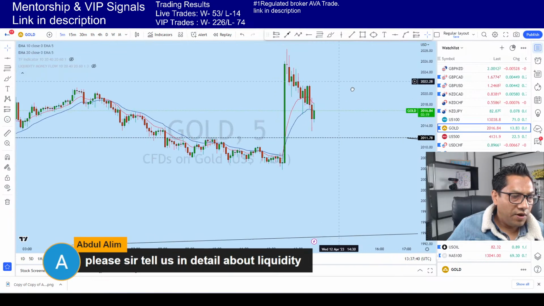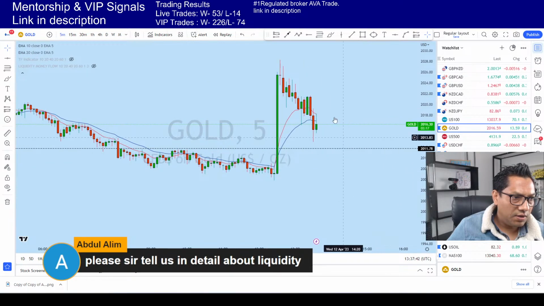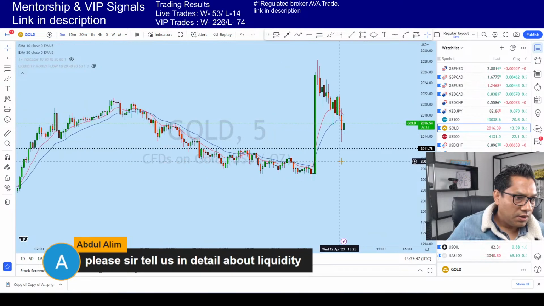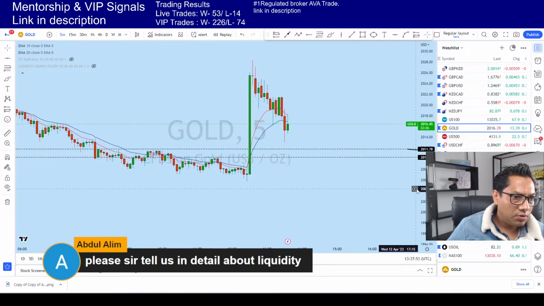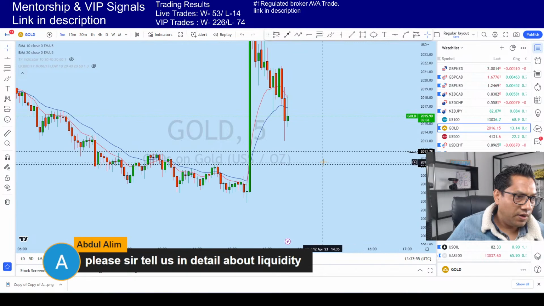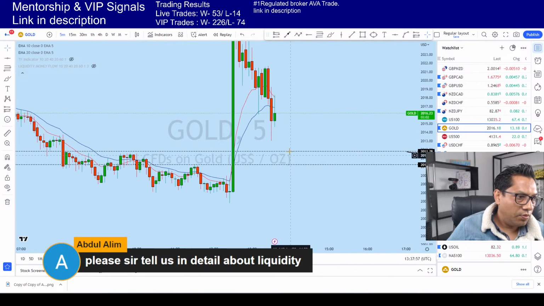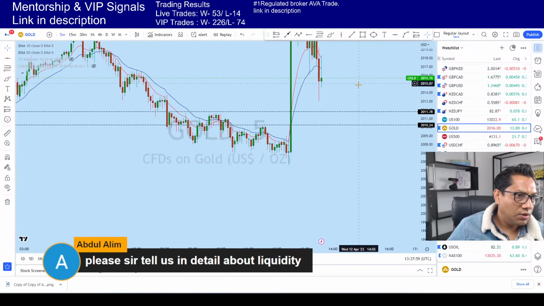I think this is the 5 minute candle. I think they will have another attempt from the sellers to the downside. This is a very good level here to look for. The 2010 to 2011 level will be a good zone for a potential buying opportunity.